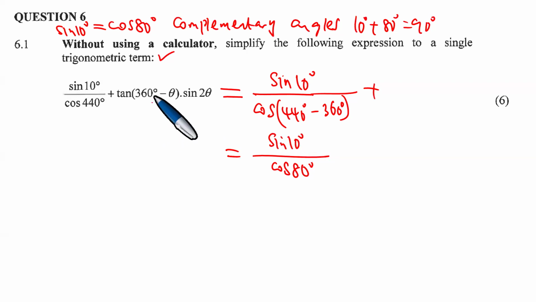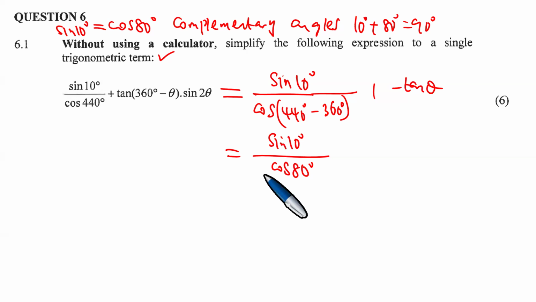What about the tangent of 360 minus theta? What does it become? It's going to be negative tangent of theta. Well done. Negative tangent of theta. And therefore, we can remove something here. We can remove this little bit. We can remove these little bits.